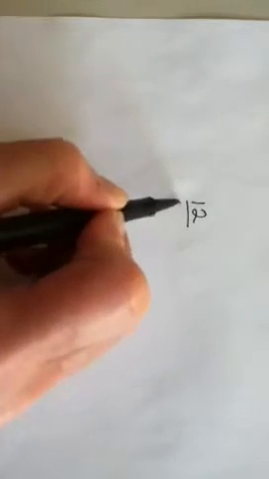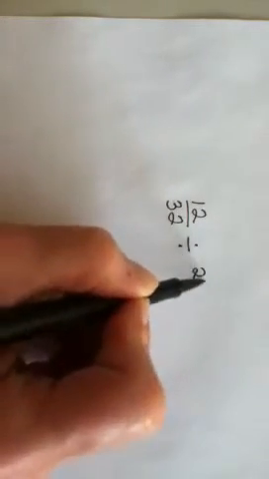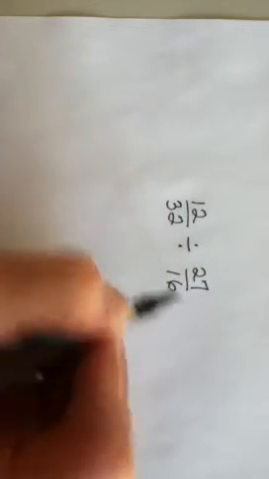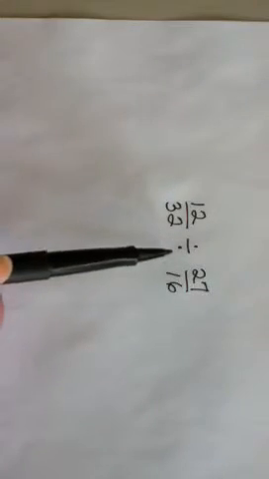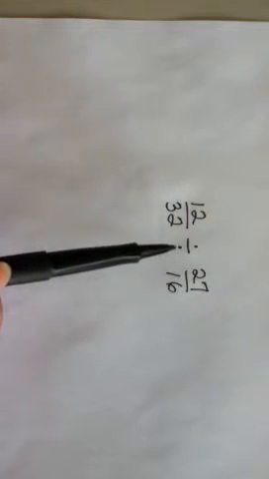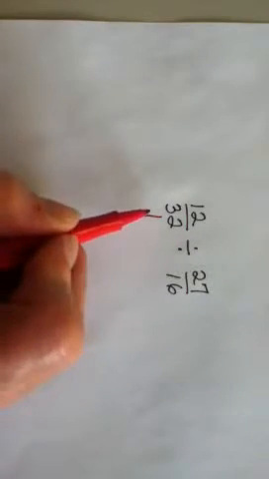Let's look at a second problem. This time I'm going to write 12 over 32 divided by 27 over 16. Well, when I look at that, I see the 12 and the 16, and I know I can divide them both by 2, but I have a problem. This is a division sign. Remember, you cannot pre-reduce if you see a division sign. So the first thing we have to do is change this into a multiplication.